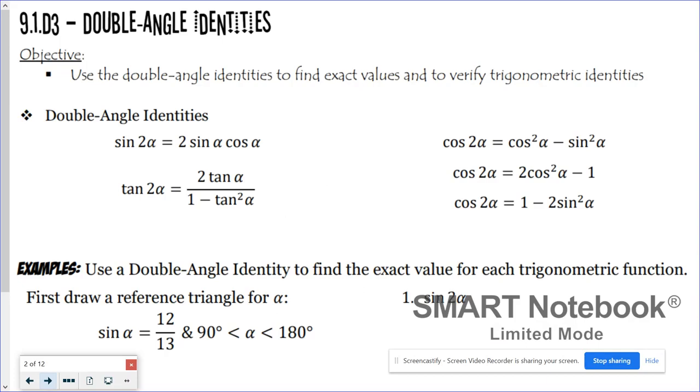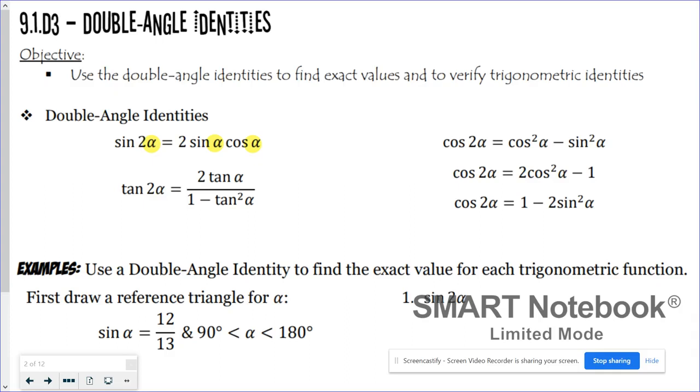So double angle identities, here we go. We only have one for sine and one for tangent, and then there are three for cosine. There's a reason for that, and I'll tell you which one it's probably best to use for these problems. But if you are asked to find the exact value of sine of 2 alpha, it breaks down like this. So alpha is the one angle that you're working with in these problems. And notice the formula says 2 times sine of alpha times cosine of alpha.